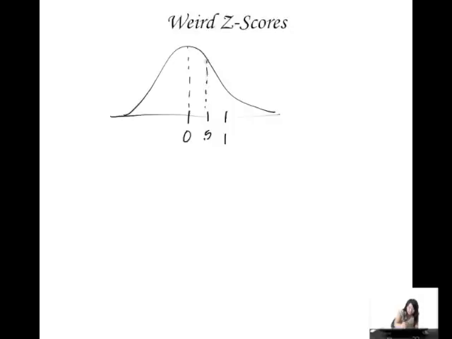All right. So far, we've only talked about z-scores where it's nice and even, like 1, -1, 2, -2, right? But we haven't talked about weird z-scores. For instance, what about a z-score of something like 0.5, right? What would be the area over here?